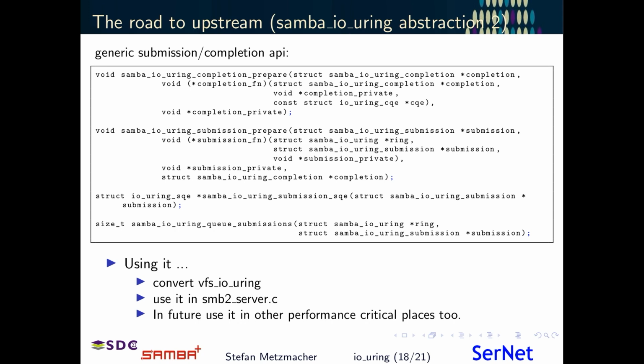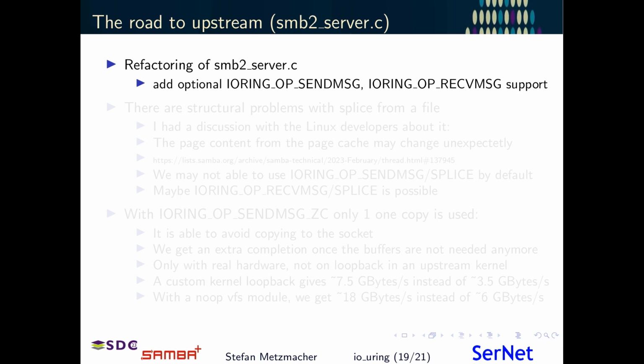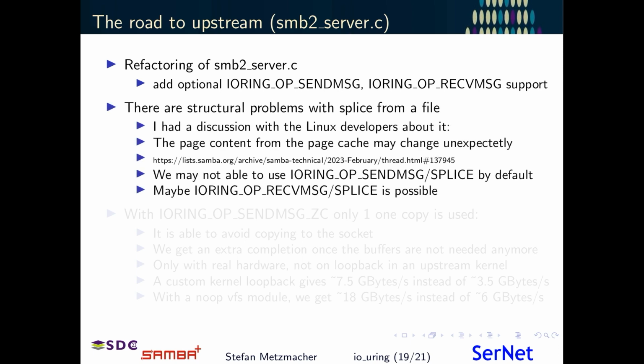And then we have the code in the main SMB2 server to do the socket-based stuff with IO-ring. I have the prototype for that, but that needs further cleanup, and also we need to check that we don't regress performance for other workloads which are not I/O intensive. Yeah, basically refactoring to use send and receive message.